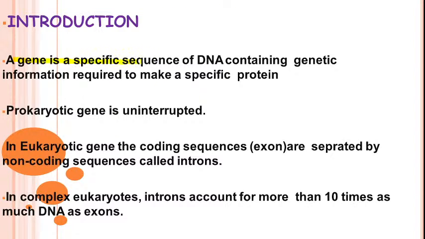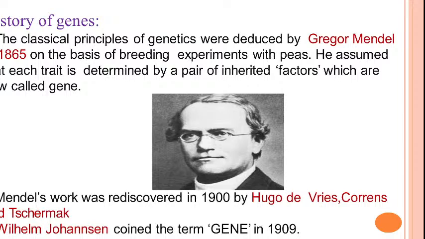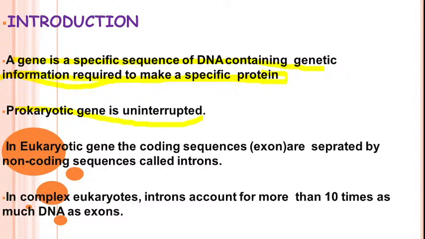So a gene is a specific sequence of a DNA containing the genetic information required to make a specific protein. So prokaryotic gene is uninterrupted. We have two types of genes. Prokaryotic genes are uninterrupted.